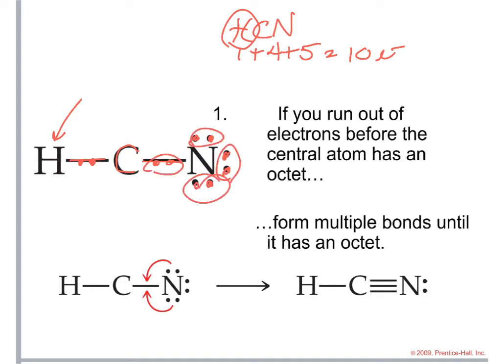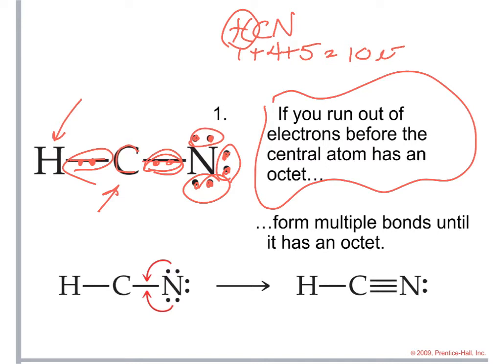We're out of electrons. So this is where you have to get in the habit of asking yourself, are all of the atoms stable? Do they all have an octet? Carbon does not. Carbon only has 2, 4 electrons around it. That is not good. There's no way that Lewis structure is stable. So the final rule is if you run out of electrons before the central atom has an octet, you must start forming multiple bonds. And by multiple bonds, I mean double and triple bonds until the central atom has an octet. So let me show you how you do that.